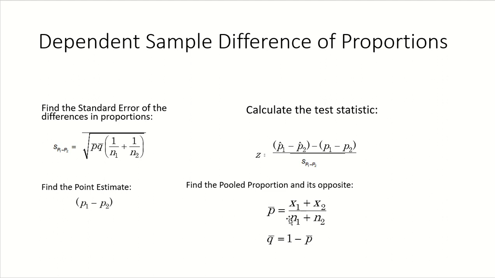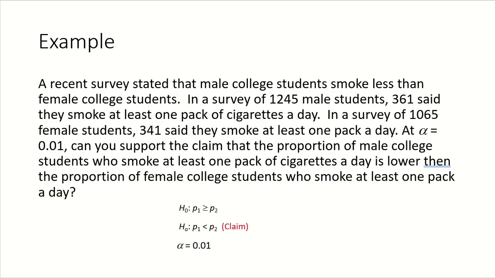Once we have our pooled proportion and its converse, we take the product of that, multiply it by 1 over sample size 1 plus 1 over sample size 2. We take the square root of all that to get the standard error of the estimate. And that goes in our denominator for our test statistic. And that is p̂1 minus p̂2 over the standard error. So let's look at an example.